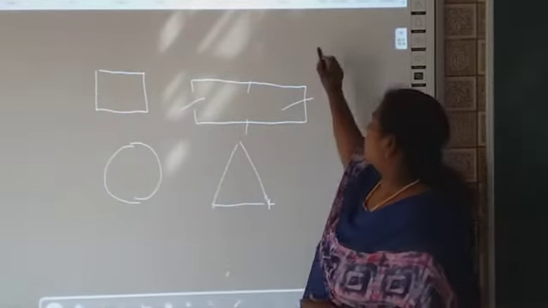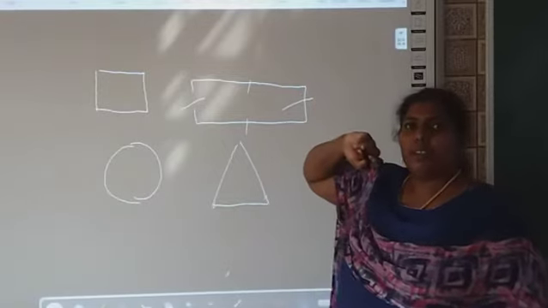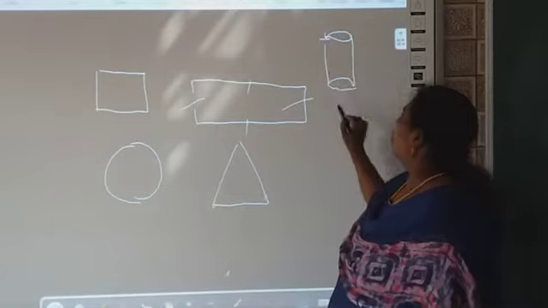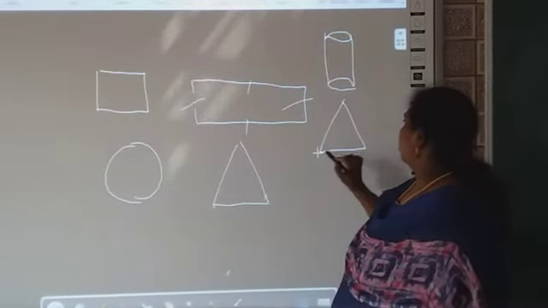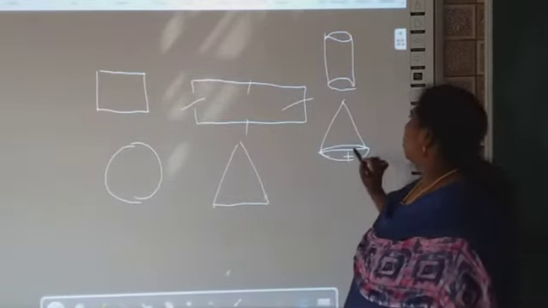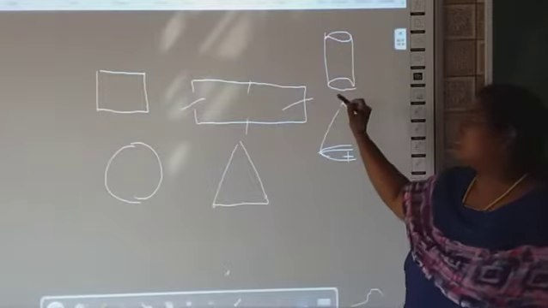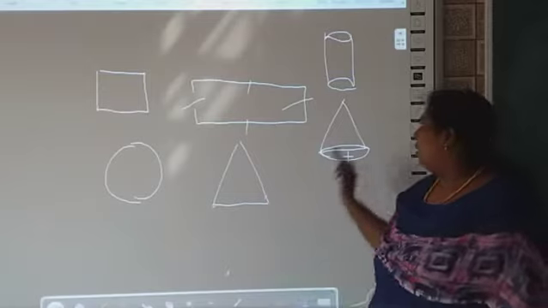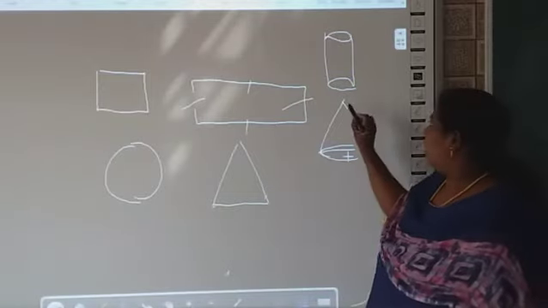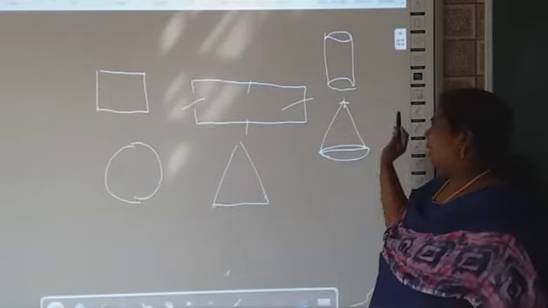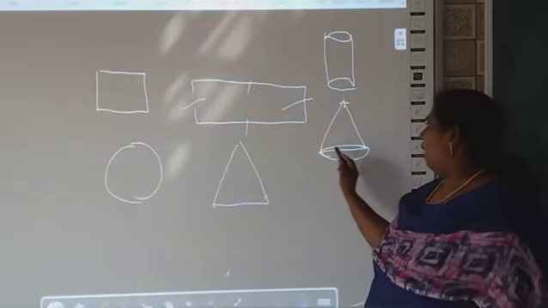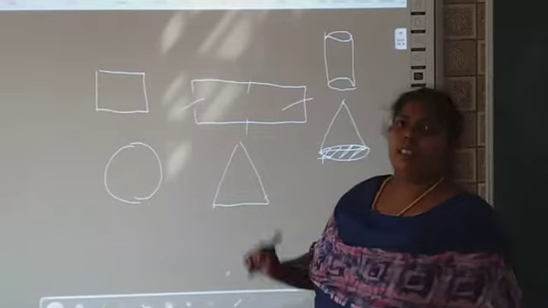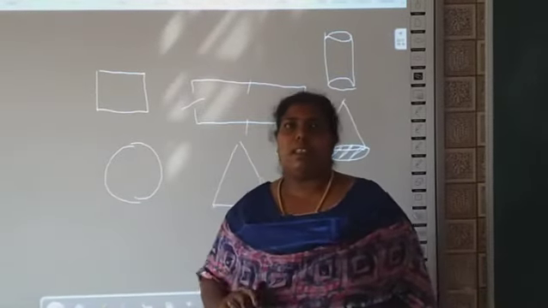Then you learned the cylinder, then cone. This is a cylinder, then cone also. Cylinder has two flat faces and 1 curved face. Then the cone has only 1 corner, then 1 curved face, then 1 flat face. This is the flat face. Yes, you learned these things in grade 3.